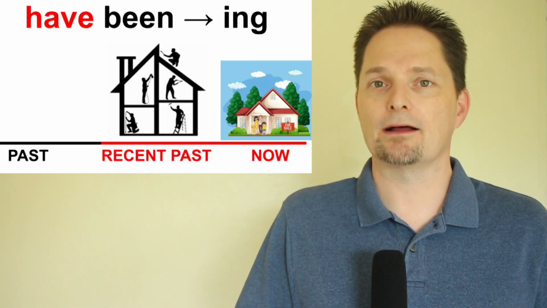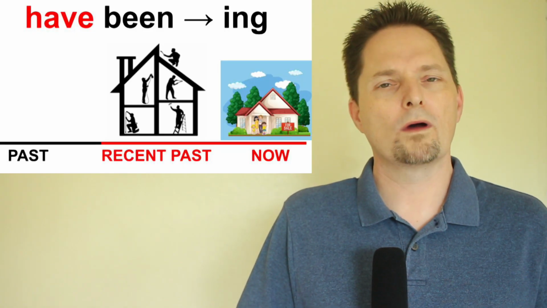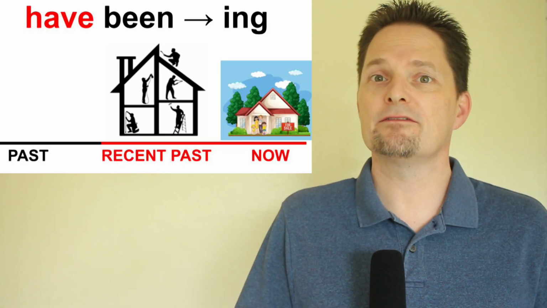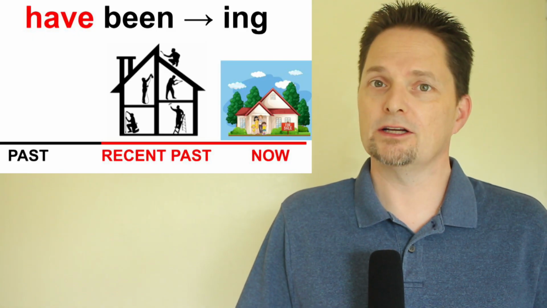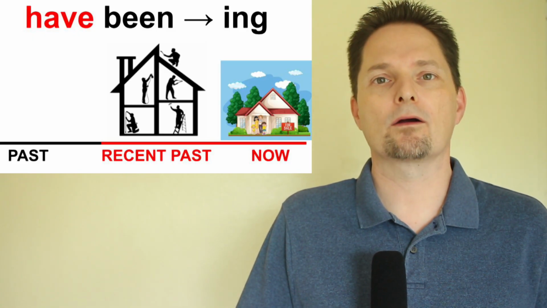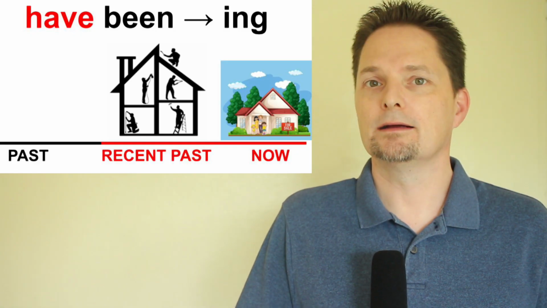They are ready to sell their house now. Their house is for sale right now. What have they been doing? They have been fixing the house. They have been working on the house. They're finished working on the house, and now they are ready to sell the house.